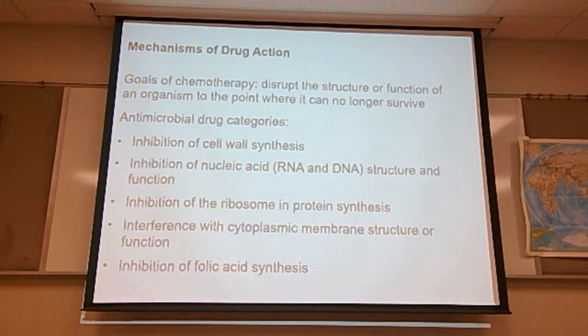You may inhibit the ribosome and protein synthesis. We generally call these protein synthesis inhibitors, but they do it by manipulating the ribosome. Then there are things that interfere with the cytoplasmic membrane structure or function. And finally, those that inhibit something called folic acid synthesis. Synthesis is the creation of folic acid. Those are the five modes of activity for antimicrobial drugs.